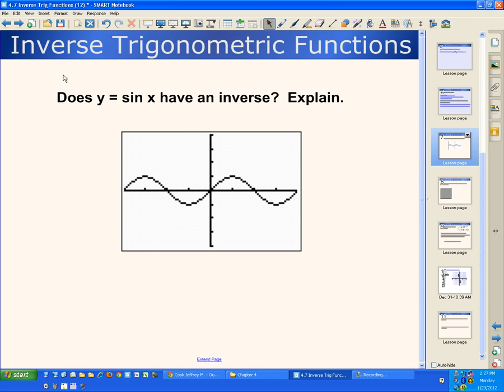In this section we're going to talk about inverse trig functions, and the first question here just says, does sine of x have an inverse? And the way this function is written, it does not.